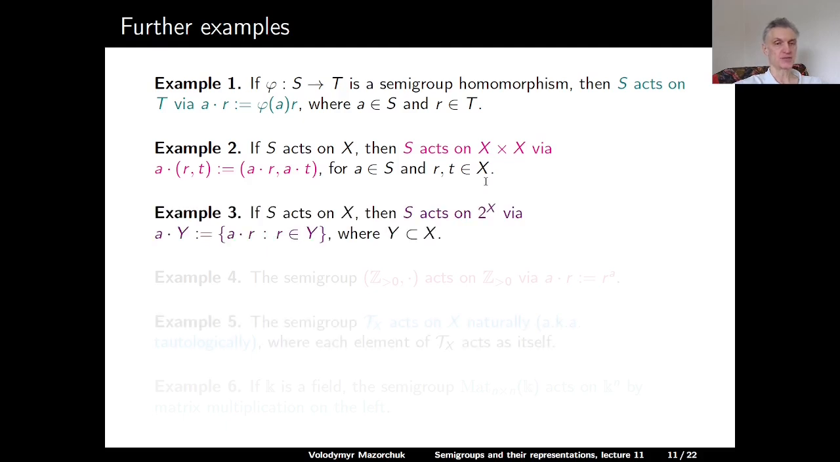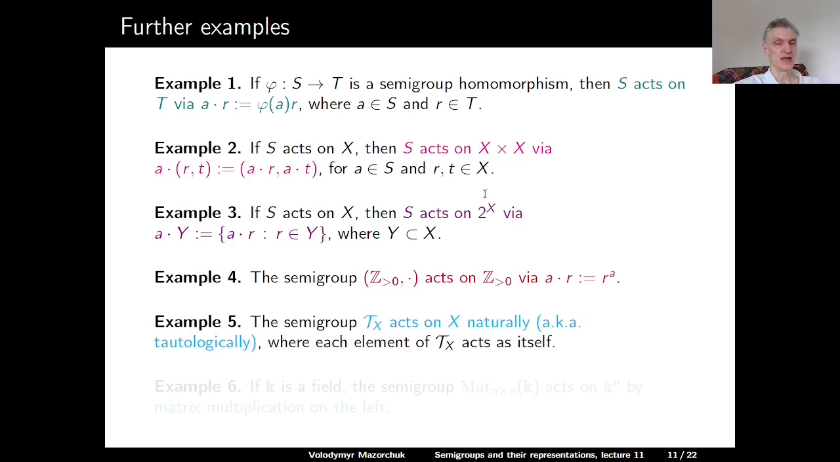Example 3. If S acts on X, then S acts on the Boolean of X as follows: A acts on a subset Y of X by giving the subset which consists of all elements A dot R, where R is an element in Y. Example 4. The multiplicative semigroup of all positive integers acts on all positive integers as follows: A acts on R by raising R to the power A.